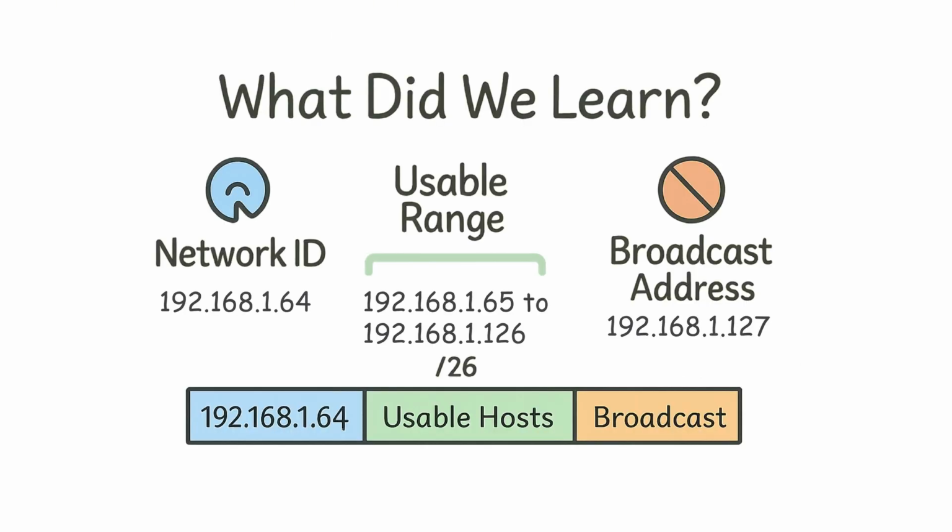To wrap up, the network ID always marks the start, the broadcast address marks the end, and everything in between, that's your usable range. If you can spot those 3, you truly understand subnetting at the address level.